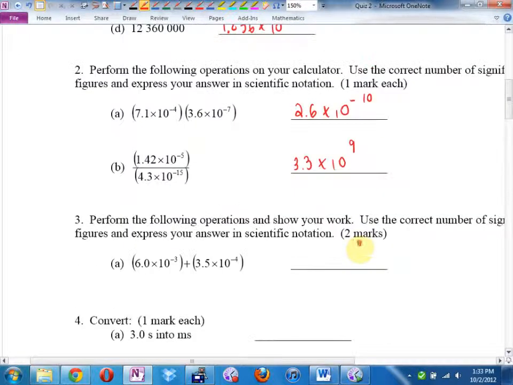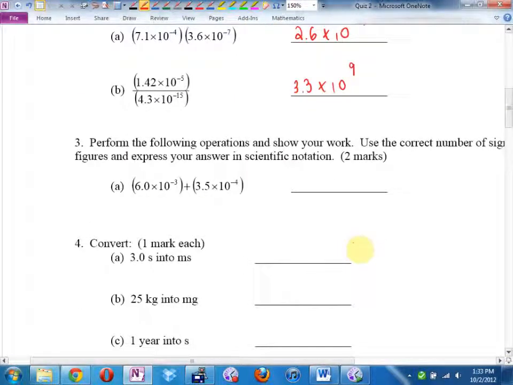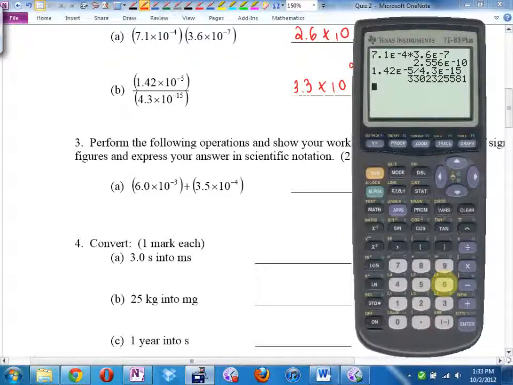Number 3, now it says show your work for performing the following operations. I'm going to do the math first, and then I'm going to look at the sig figs. Now, adding and subtracting, it's not how many sig figs, it's which decimal point is the first questionable one. So the first thing I'm going to do is just go 6, scientific notation button, negative 3, plus 3.5, scientific notation button, negative 4. So that's the answer pre-sig fig. To get the number of sig figs, this is a tough enough one. I think I'm going to write them in standard form vertically.